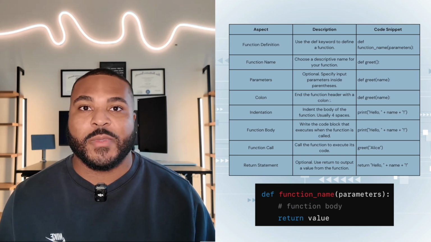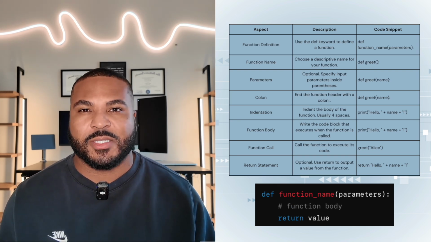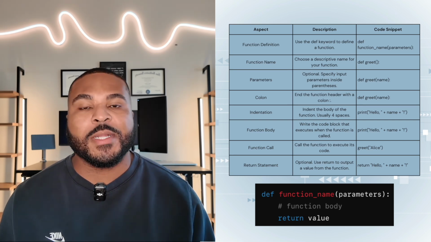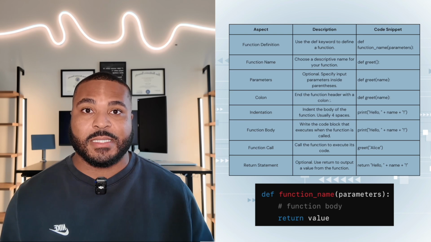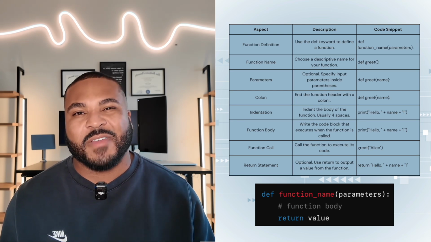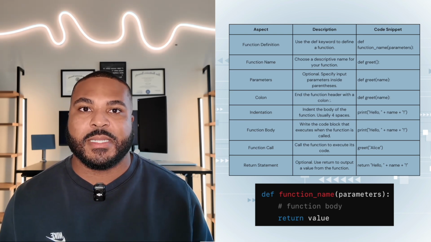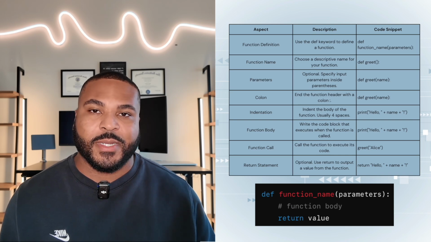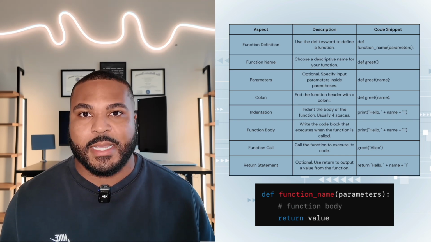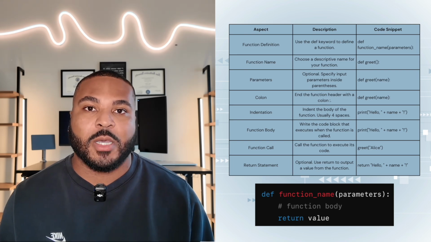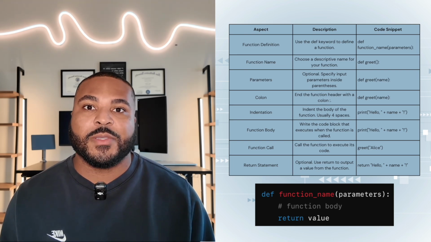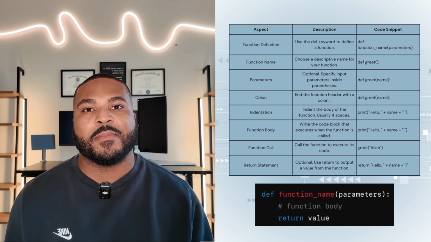After the parentheses, we add a colon. That indicates the start of the function's code block. So the code inside the function must be indented. This just tells Python that these lines belong to the function. And by convention, we use 4 spaces for indentation. Typically in IDEs, when you press the return key, it'll automatically indent. The body of the function contains the code that will be executed when the function is called. In our greet function, we use the print statement to display the greeting message.